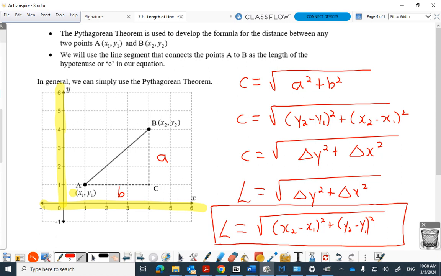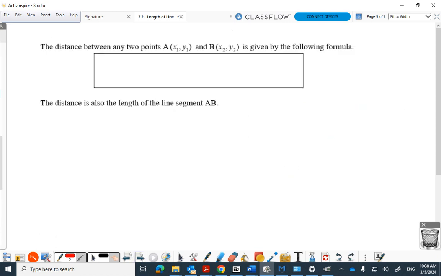Do you need more time there? Here it is, sometimes also called the distance formula. So you can use D here instead. And it just looks like this. The distance is also the length of the line segment AB. So I know I just called it L, and then I switched and called it D, and both are true.